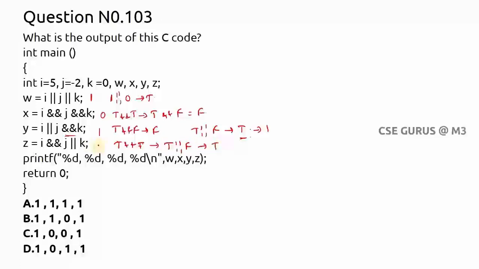True means 1. So the answer is 1 0 1 1. If you print W X Y Z, the answer will be 1 0 1 1. So which option? Option D is the correct answer.